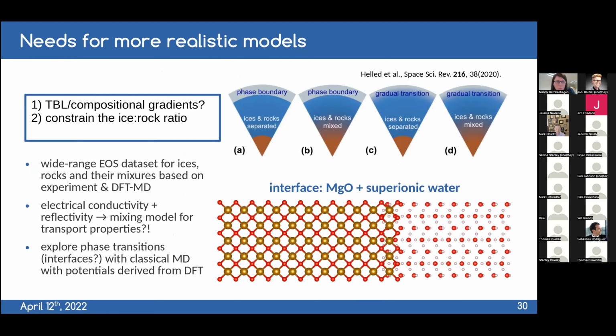I think what we need to do for that is some additional DFT-MD simulations, and this is basically what I'm trying to do currently, but it's still work in progress. We're trying to build interfaces of solids and superionic water, for example, and then get equation of state data and electrical conductivity, to hopefully help find out what the most likely scenario is: whether we have a really very differentiated planet, or planets that are more gradual in composition, like shown here in case D.